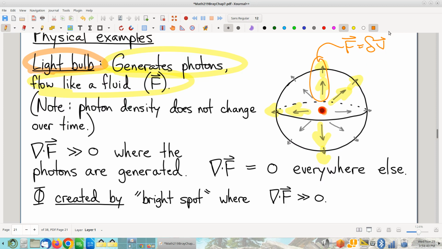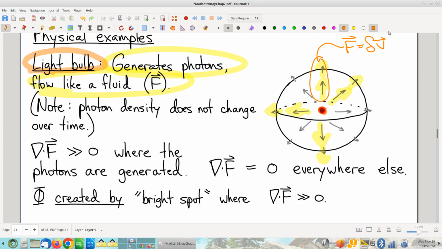Here, I'm thinking of this as more of a population density, number of photons per unit volume. And so the flux that we're going to talk about here, flux is going to tell us the number of photons per unit time passing through a surface. And that's what we're going to be interested in this case.